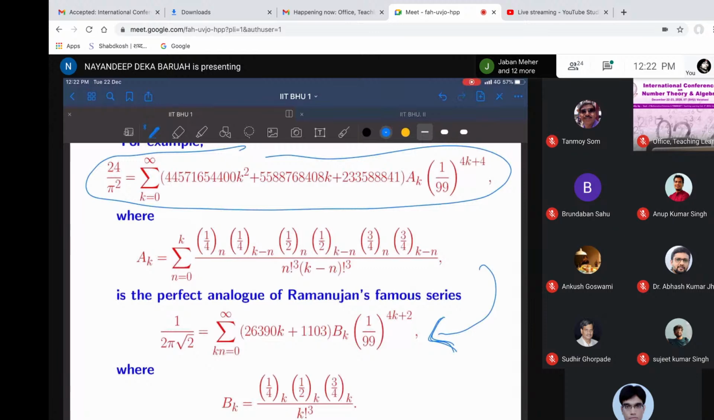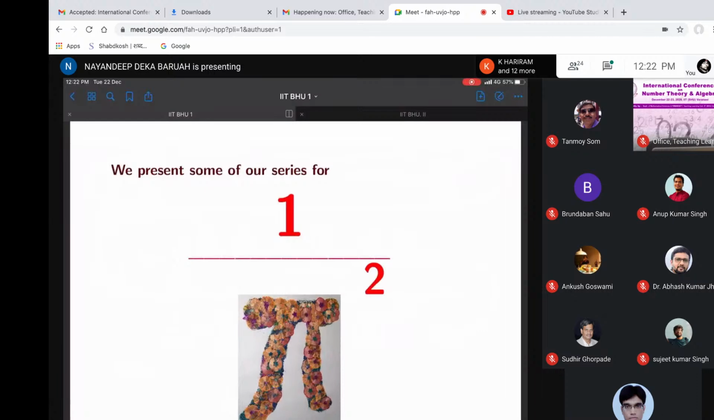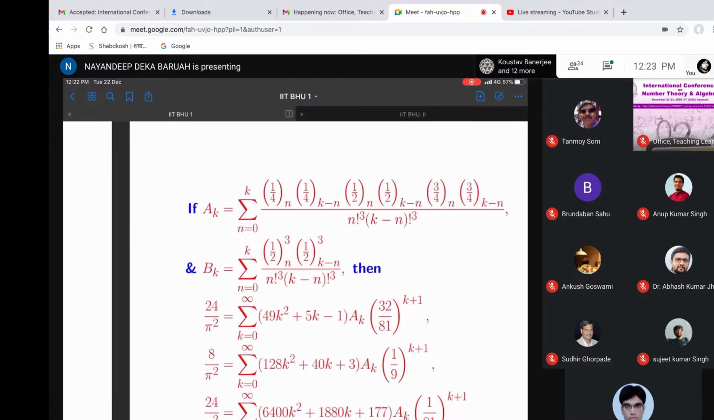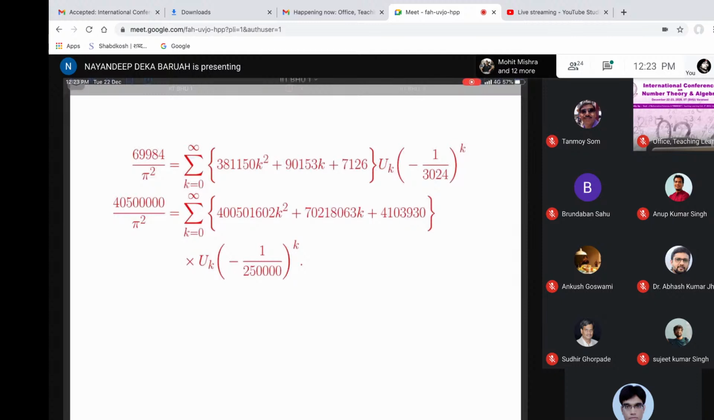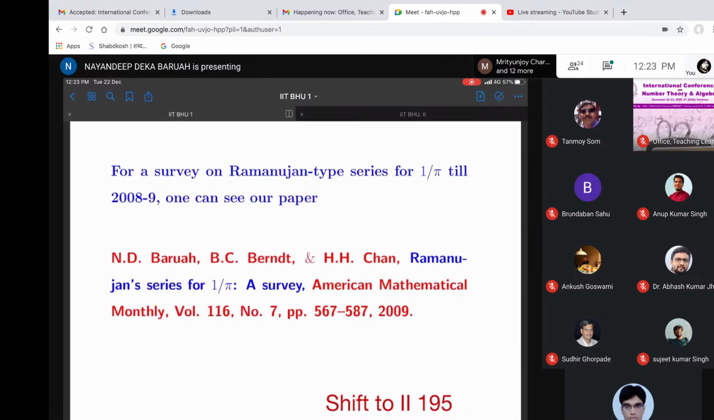So there are many others. I skipped those series of ours. And Q3 was a problem, and that was solved by me and my student Narayan Nayak, and was published in Transactions of the American Mathematical Society in 2011. So these are the new series we found for the cubic theory. And for a survey on Ramanujan type series for 1 over pi, till 2008-2009, one can see our paper that was published in American Mathematical Monthly in 2009.